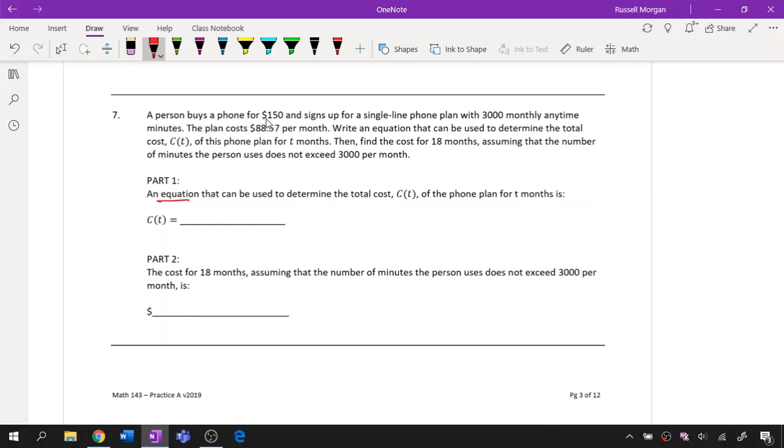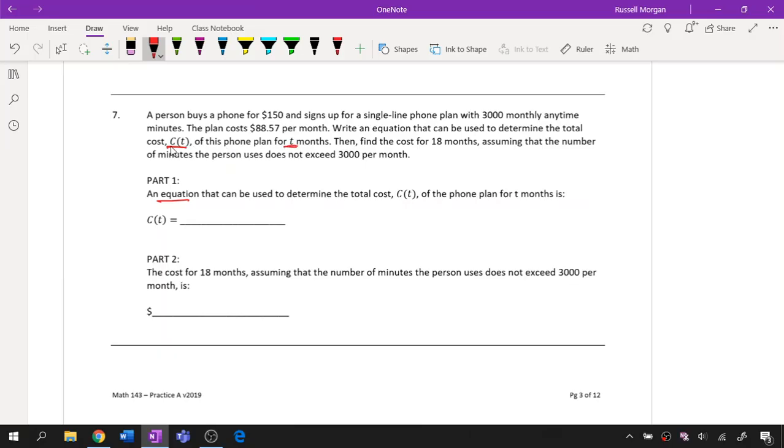So a person buys a phone for $150 and signs up for a single line phone plan with 3,000 monthly anytime minutes. Okay. The plan costs $88.57 per month. Write an equation that can be used to determine the total cost of this phone plan for T months.